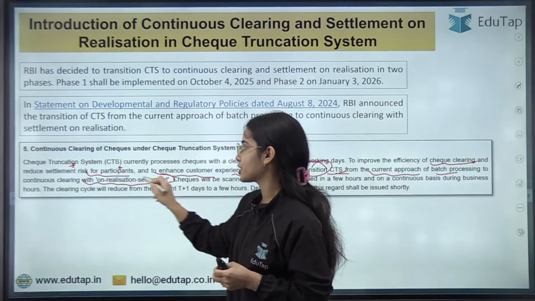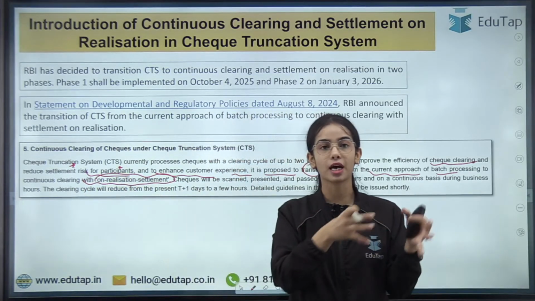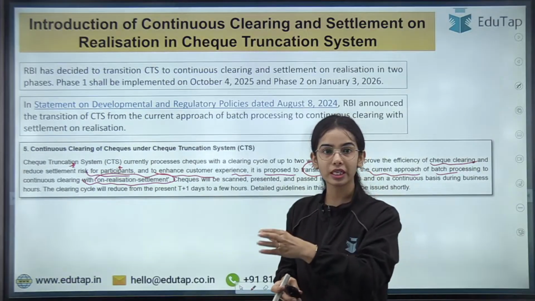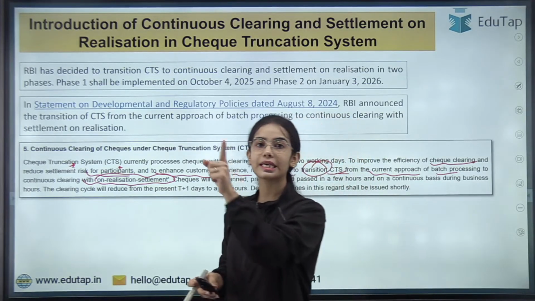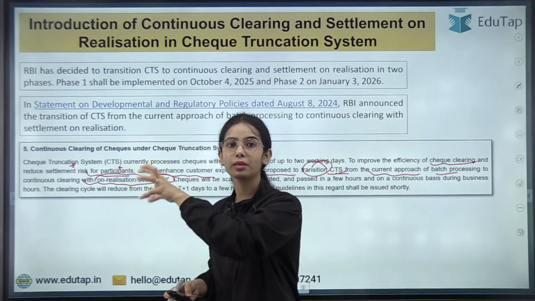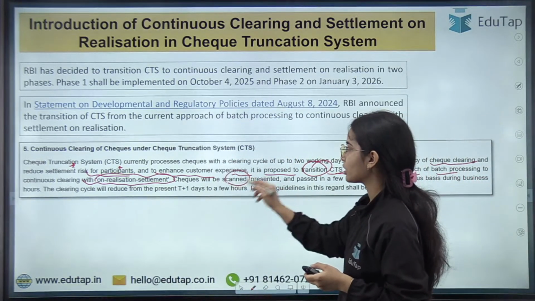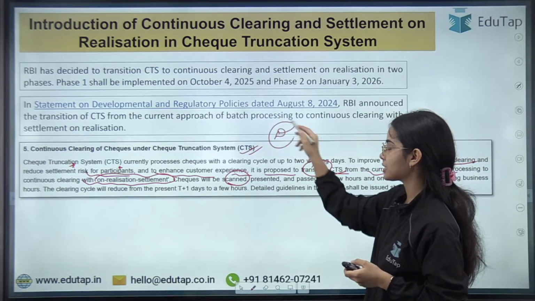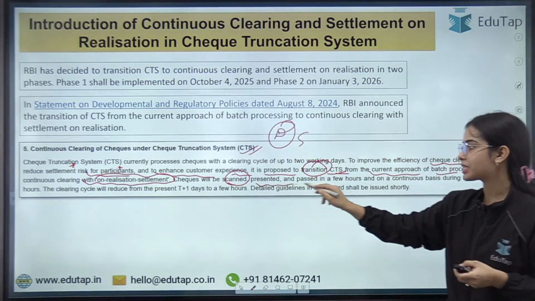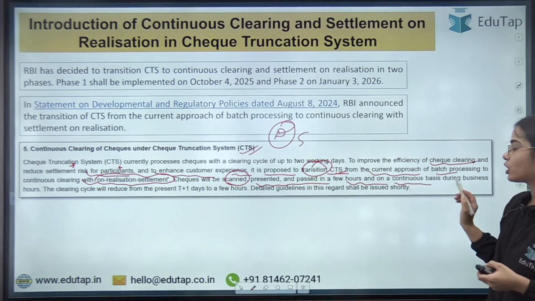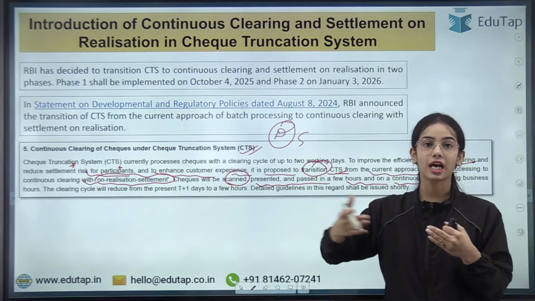with on-realization settlement. That is, as soon as the check comes into the bank, they will send it to the clearing house so that the clearing house can send it to the drawee bank from where the money has to be taken. So checks will be scanned. Under the check truncation system, this is the digital system where the checks are scanned, presented and passed in a few hours, and on a continuous basis they are being transferred.